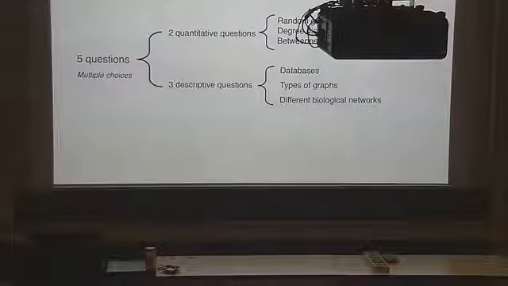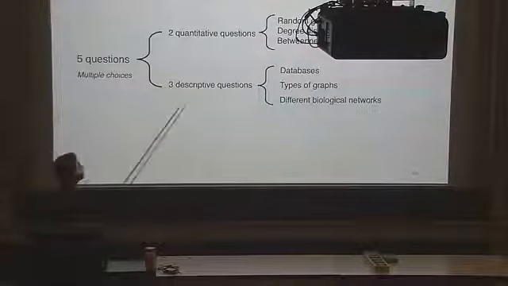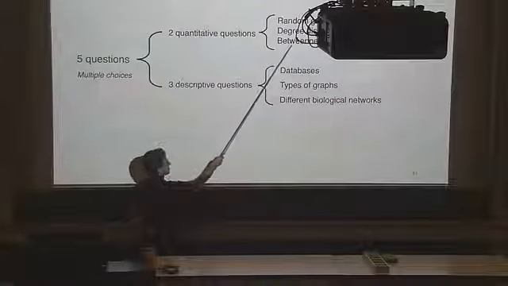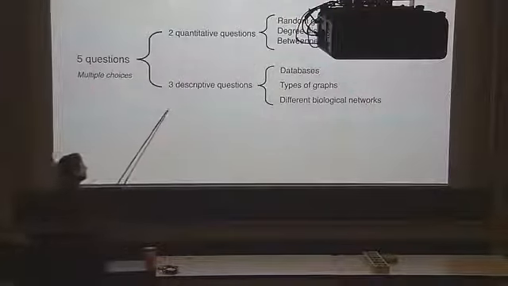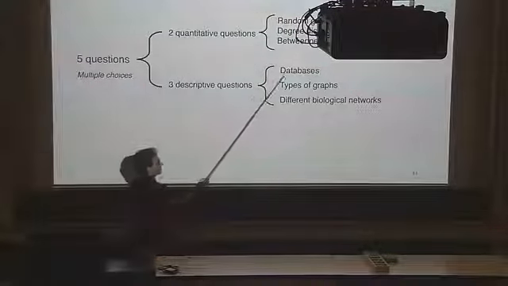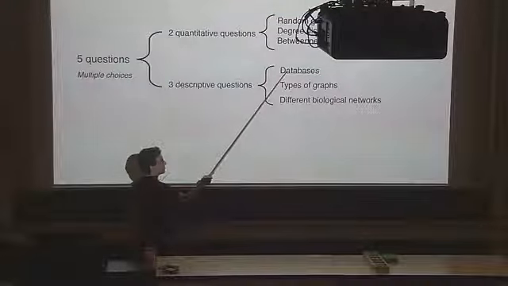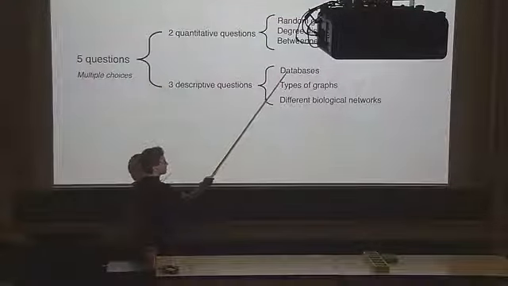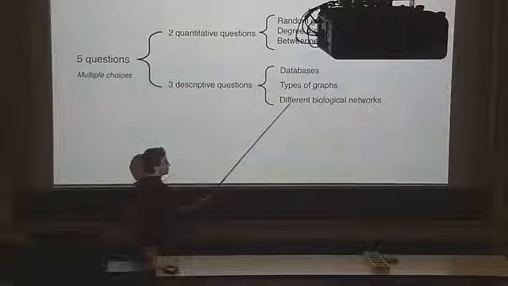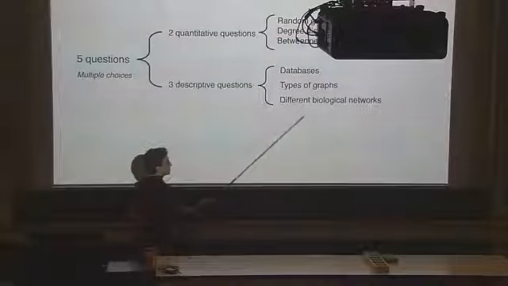About the exam questions, you will get 5 questions, and these are multiple choice. 2 of these questions come from these 3 concepts: random graph, degree distribution, and betweenness centrality. Then we will have 3 descriptive questions that would either come from the nature of the databases, what you can find in database XYZ, the types of graphs, and basically different biological networks.